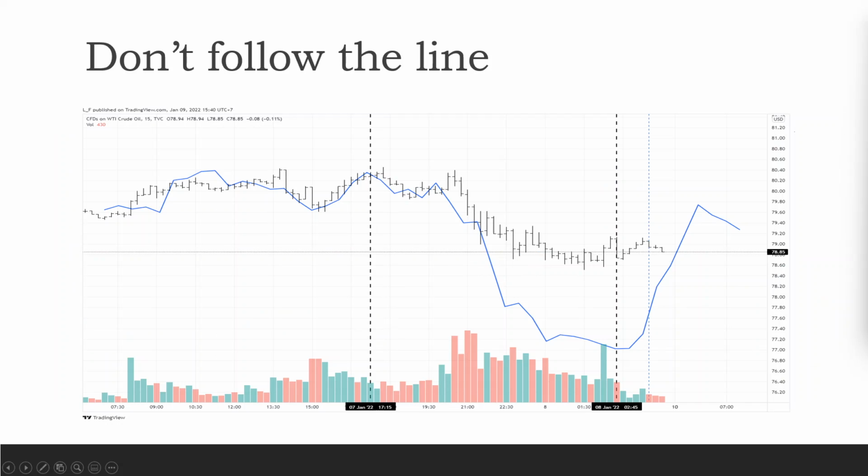On to the next one. It's another example of don't follow the line when we want to trade from time to time. A lot of the stuff is repetitive, but it's fairly simple, and I'm just repeating it to help you out.